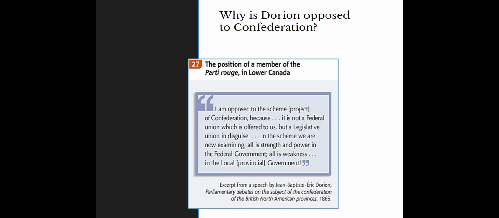Why is Dorion opposed to confederation? So read document 27. Okay, so it's difficult to understand, but what Dorion is talking about is the fear of the federal government taking over too much control and not leaving enough autonomy for provincial government. So specifically, a government like in Quebec, the concern by Dorion would be the assimilation of the French. So the loss of the French language and culture, and therefore Dorion is opposed to confederation.